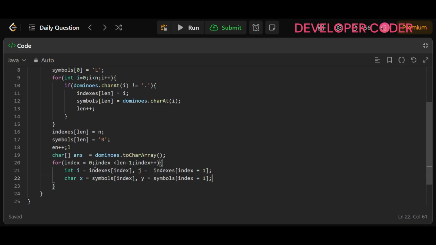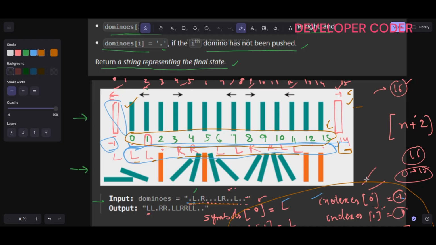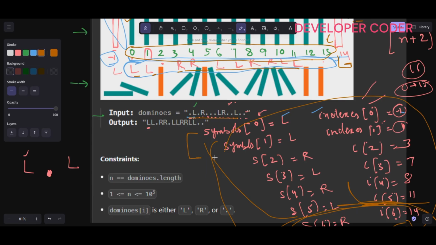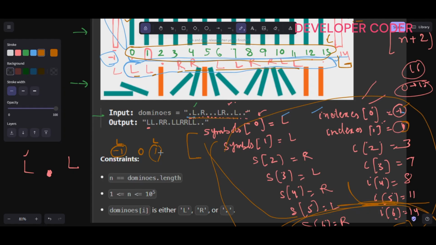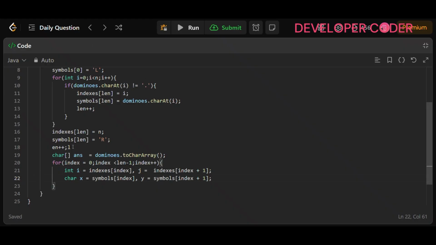So this is done, right? Here index is just iterating over all the lengths. So index is 0, so here indexes of 0, and here indexes of 1. I'm just comparing these two first. So symbols of 0 is at minus 1, and here this is nothing but 1, and in between we have 0, right? So the symbol at this position is L, and the symbol at this position is L. These are the indexes: -1 in this position, and 1 here. So I is equal to indexes of index value -1, and j is 1, and here we have L, and here we have L. So X and Y, right?